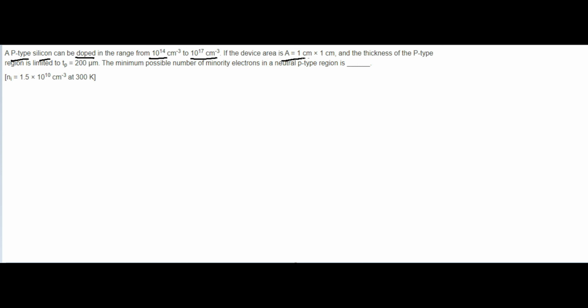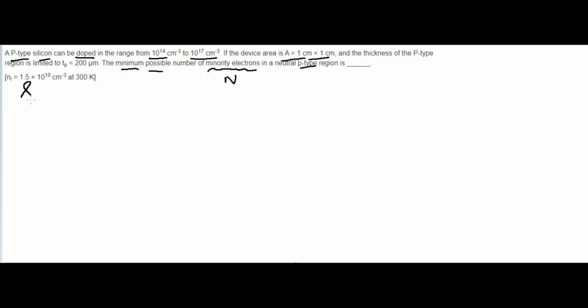The device area, you know the area, that means a singular form of 1 cross 1 centimeter, so it is like a square, because both sides are equal, right? You can declare it as a square. Now they asked about the minimum possible number of minority electrons, that's about n, that you have to find in the neutral p-type region. In the p-type region, how many electrons are available, meaning minority electrons, that's what they are saying.